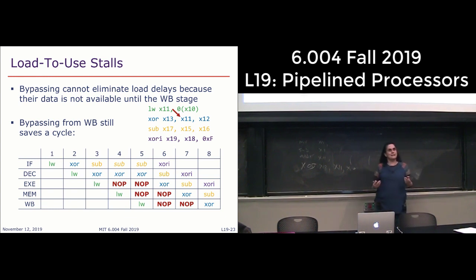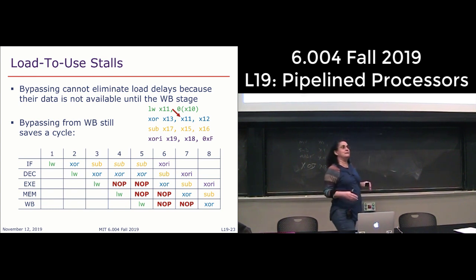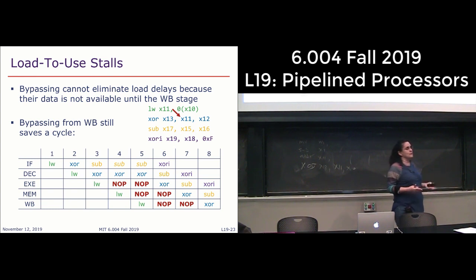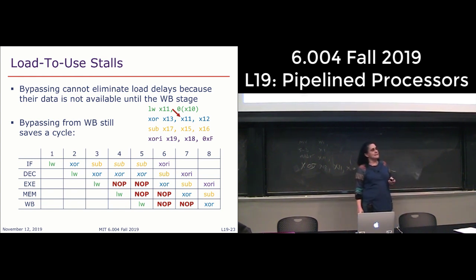If I didn't have any bypassing, I would have to stall for yet one more cycle. Okay, and so this example is showing you that you actually need both stall logic in addition to bypass logic, even if you have full bypasses. However, the bypasses are still helping you gain one cycle in this example.